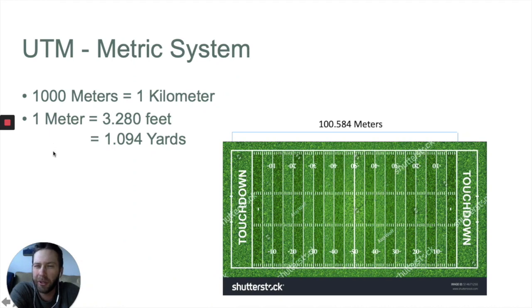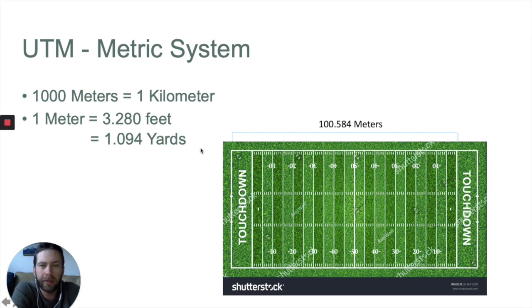And if you're not used to thinking about things in terms of meters, 1 meter is 3.28 feet, or 1 meter is 1.094 yards. A lot of people are familiar with football, or at least what a football field looks like, and it's divided into yards. 1 yard is 3 feet, and again, 1 meter is 1.094 yards.